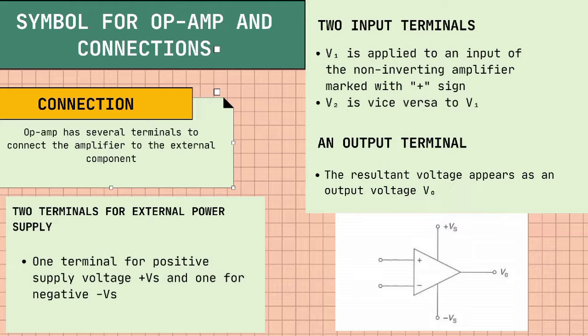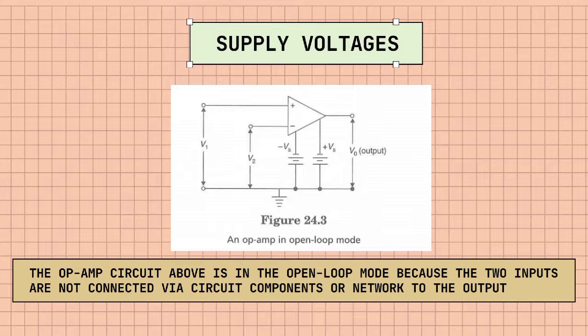The next one is an output terminal. The resultant voltage appears as an output voltage, VO. Next one is two terminals for external power supply, one terminal for positive supply voltage and one for negative. The next one is supply voltage. The operational amplifier circuit above is in the open loop mode because the two inputs are not connected via circuit component or network to the output.